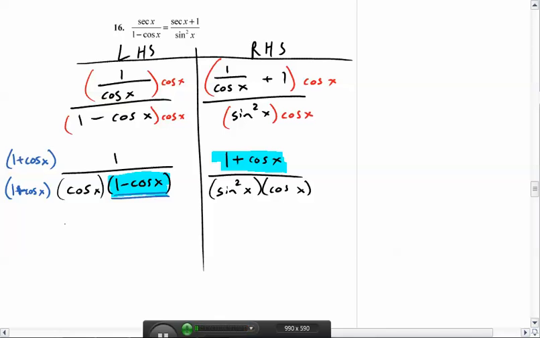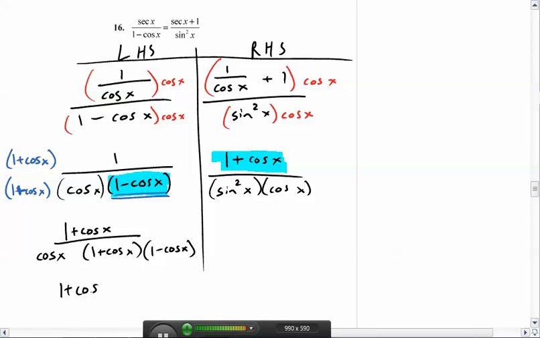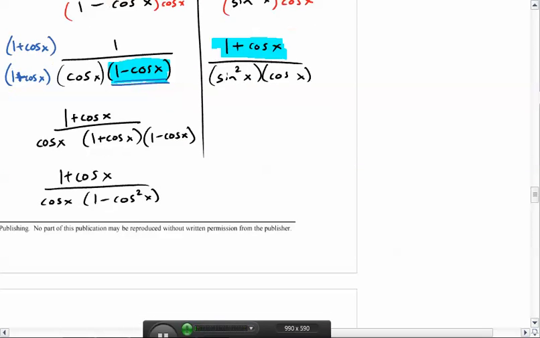Okay, and when I do that, I get 1 plus cosine x in the numerator, which is exactly what I want. Now the numerators are the same. In the denominator, I have 1 plus cos times 1 minus cos, which is just 1 plus a times 1 minus a. If I FOIL that out, the middle terms are going to cancel, and I get 1 minus cosine squared. Okay, 1 minus cosine squared is the same as sine squared, because sine squared plus cosine squared is 1. And now both sides are the same. Fantastic.